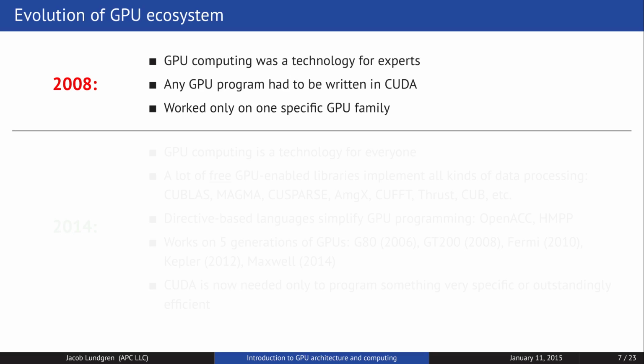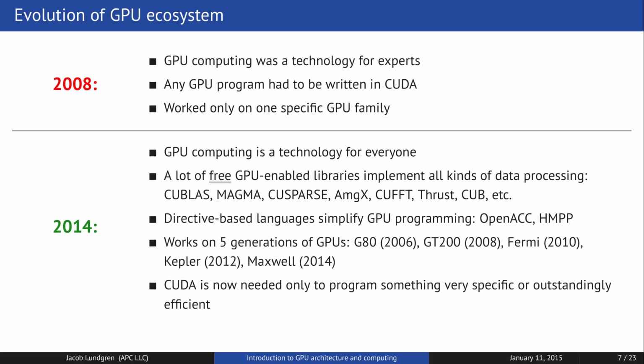Now, taking a look at the evolution of the GPU ecosystem, just going back a couple of years means that GPU computing was a technology for experts. Any GPU program that you wanted to write had to basically be written in CUDA. And this only worked on one specific GPU family. Now fast forward to just last year, and GPU computing has become a technology for everyone.